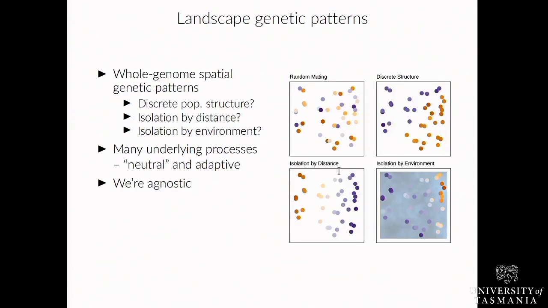And so for this study, the specific patterns we're talking about are whole genome average spatial patterns, like discrete population structure, where you have quite distinct groupings of individuals, or isolation by distance, where genetic differentiation is more gradual across the landscape, as well as isolation by environment, which is where individuals in similar environments are more genetically similar than you'd expect just by their geographic proximity. There are many processes underlying these patterns, both neutral and adaptive, and for this study we're completely agnostic as to what the underlying causes of these patterns are.